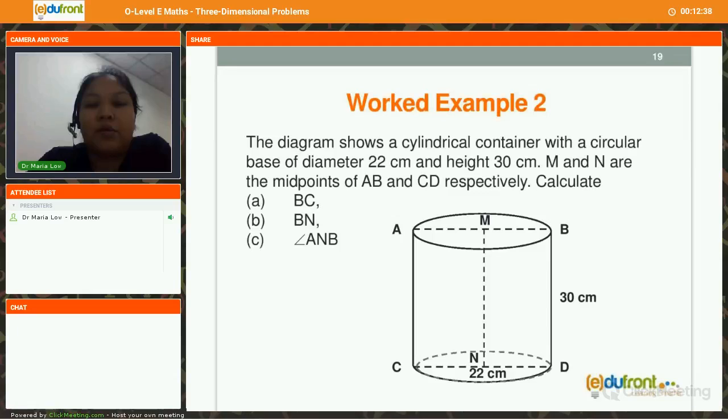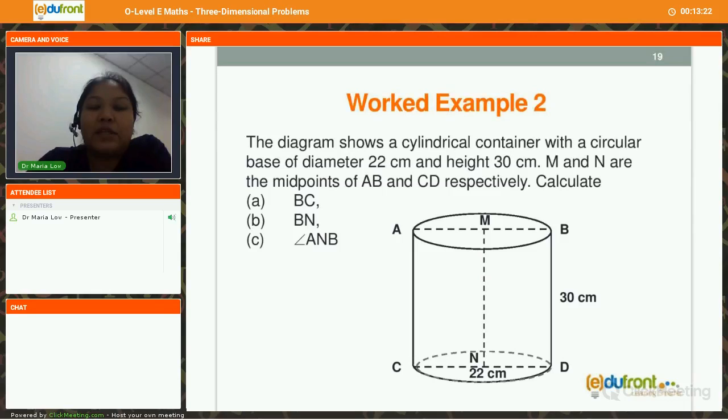Okay, let's take a look at work example number 2. This time, work example number 2 is a bit more complex compared to work example number 1, because they now show you some other figures other than something that contains straight lines. So this diagram actually shows a cylindrical container with a circular base of diameter 22 cm, height of 30 cm, and we are told that M and N are the midpoints of AB and CD respectively. We need to calculate what is BC, you need to calculate what is BN, and you need to calculate what's the angle ABN.